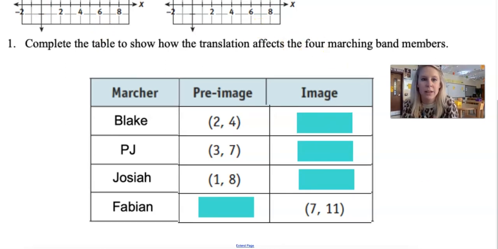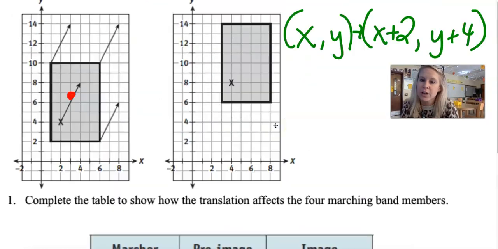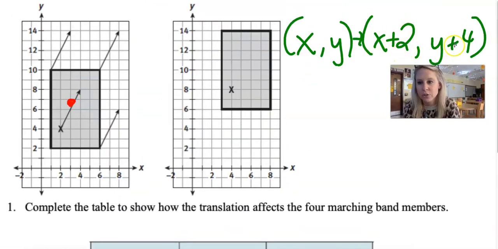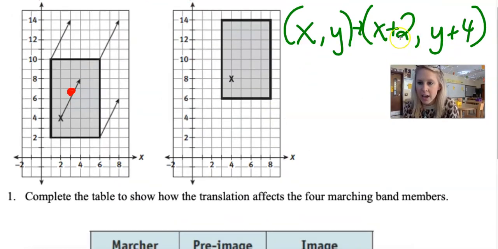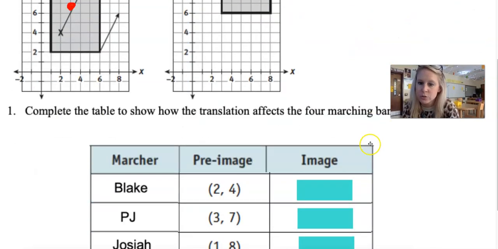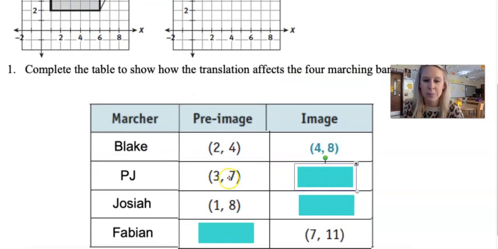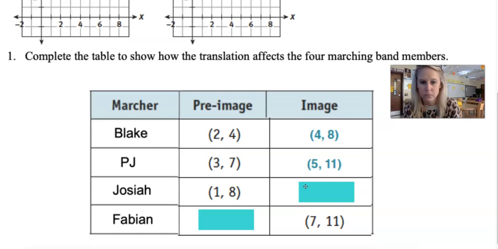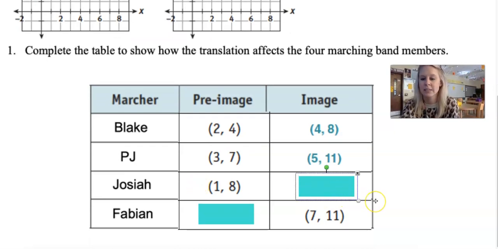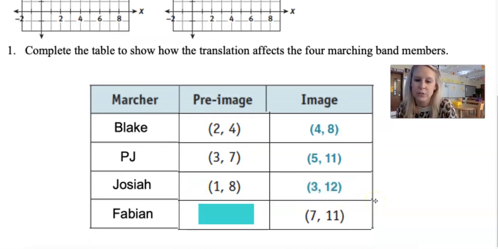All right, so Blake was at (2, 4), and then Mr. King told everyone to go to the right 2 and then up 4. So if I add 2 to my x values and add 4 to my y values, he is going to end up at (4, 8). So he went right 2 and then up 4. Same thing for PJ. PJ is going to the right 2, which will give you a 5, and then up 4. 7 plus 4 is 11. Josiah started at (1, 8). Going to the right 2 would give you a 3. Up 4 would give you a 12.